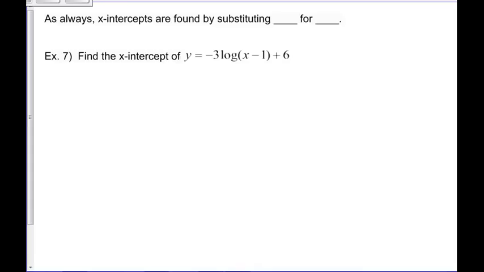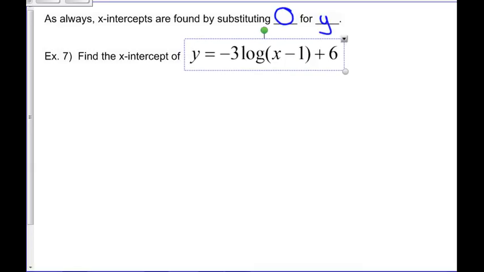Okay, and finally, for logarithmic graphs, x-intercepts. As always, x-intercepts in any function are found by substituting 0 for y. So if we have this function over here, y equals negative 3 log(x minus 1) plus 6, if I want the x-intercept, I just sub in 0 for y.